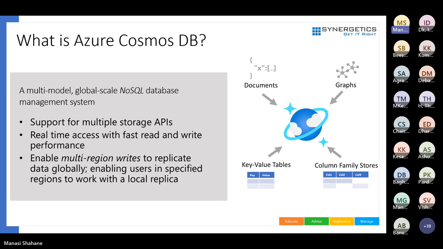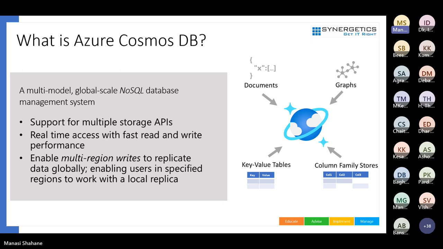Like I said, there are four types of NoSQL databases. One is documents, you have graphs, you have key value and column family stores. So where does Cosmos DB come into the picture? Cosmos DB is a place where you can use all these non-relational databases onto one platform and in the form of an API. You are storing data in the form of APIs.